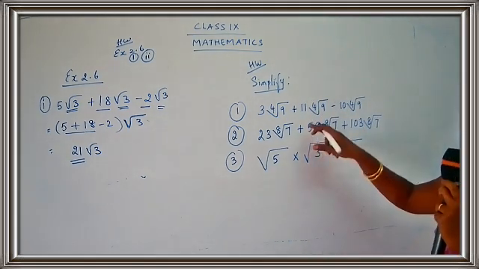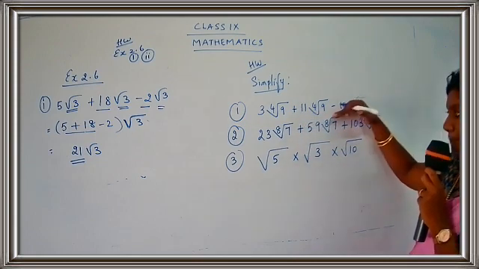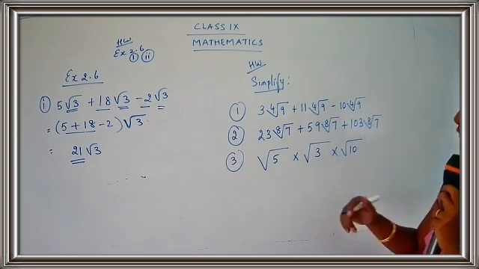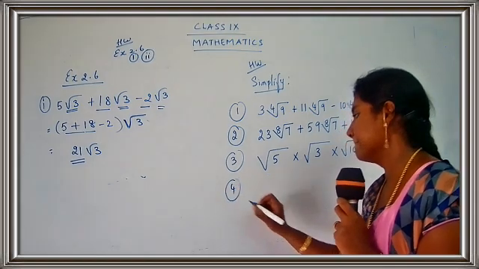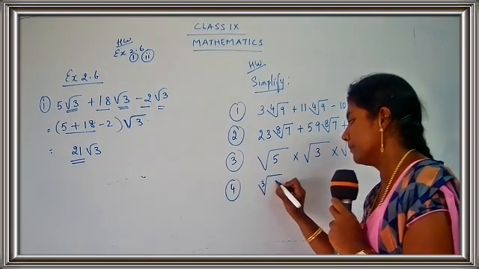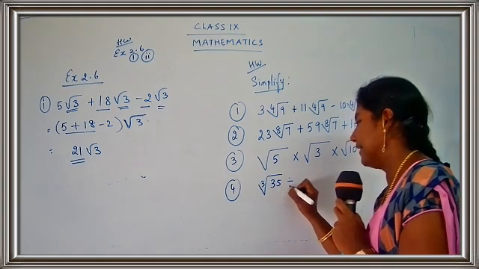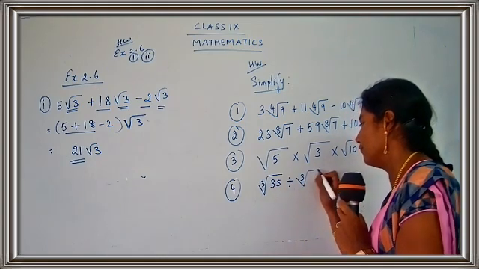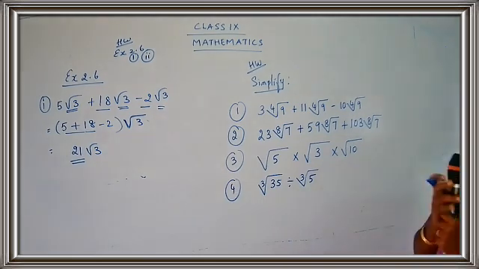Okay, so I have just given you some on addition, subtraction and multiplication. Let me give you one more sum based on division. Cube root of 35 divided by cube root of 5.